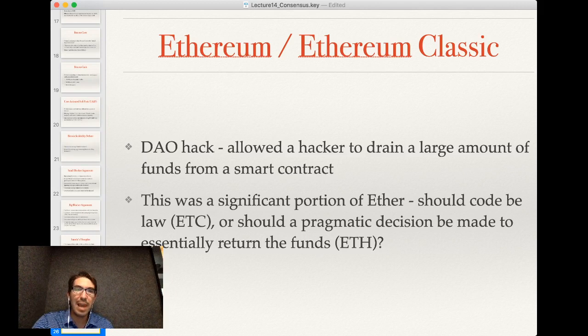And the decision was made that these funds should be returned. However, a significant minority of the Ethereum community said, code is law. The hacker only did what the system let them do, and so we should continue the network from there.